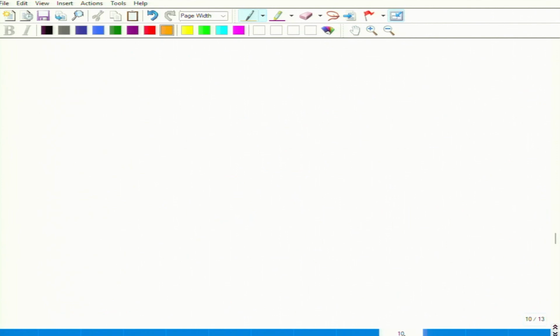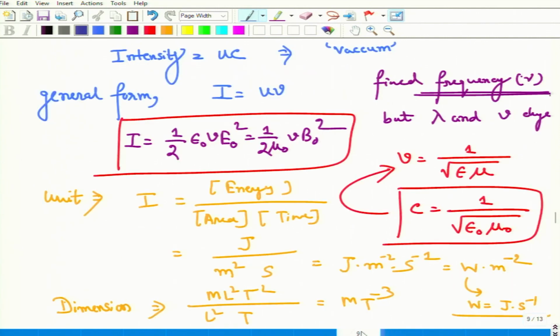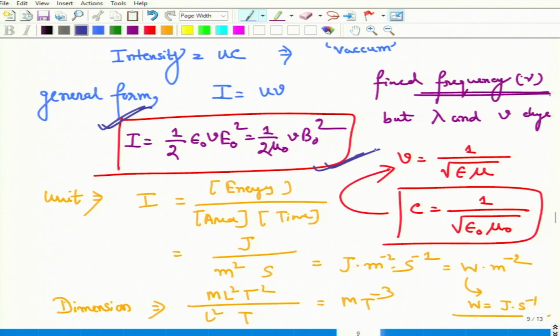So it's all clear. Now we will briefly introduce the radiation pressure, what the radiation pressure signifies. In this part, let me stop here on intensity. This is the general form of the intensity, valid for all media. If it is free space, then v will be replaced by c. Otherwise, this is the general form. In the next part, I will discuss the radiation pressure, and I will do some numerical problems as well. Okay, thank you.